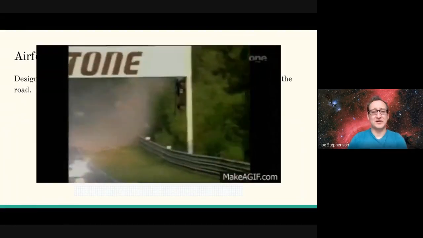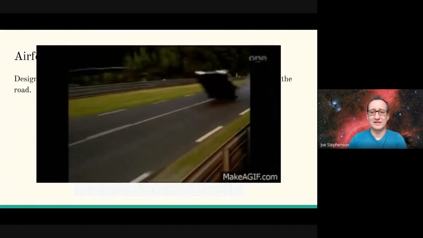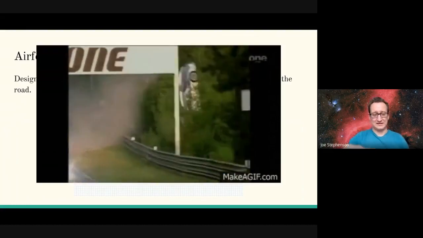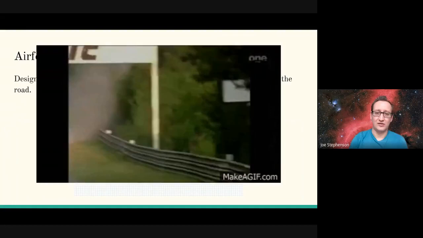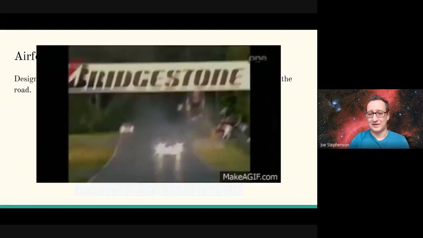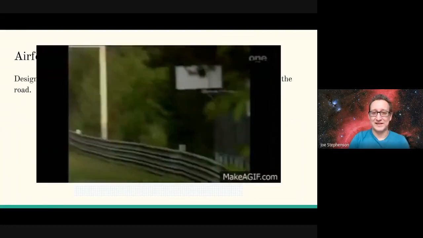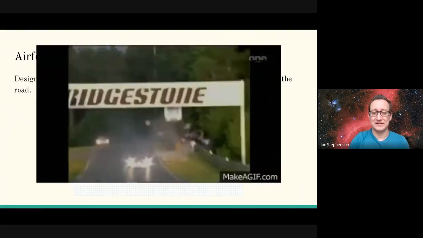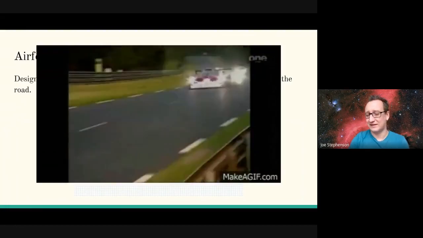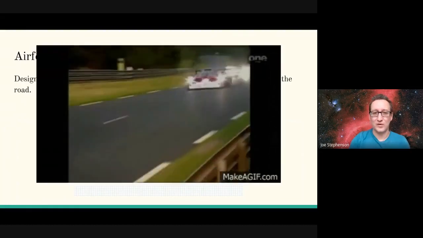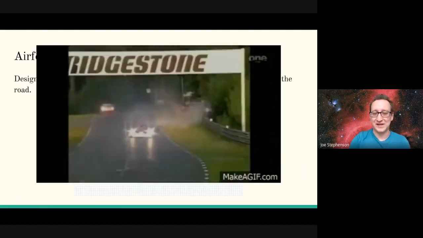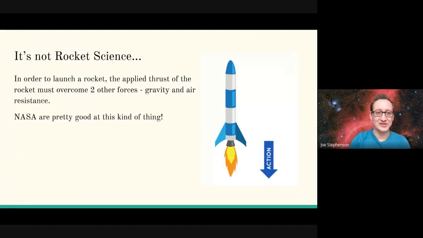It's probably to do with some kind of turbulence coming from the car in front of it, and it's just caused that downforce to reduce, and it's just lifted that car off the road, which is pretty scary. If you look at it, imagine being inside that car. I think the person that was in that car obviously did survive, thankfully, and went on to carry on racing. Actually, I think it was Mark Webber. Anyway, that's a bit of knowledge.